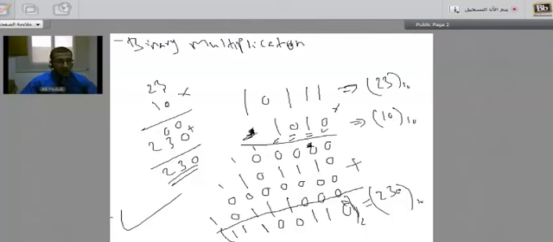What if we have a negative number? Let's start dealing with negative numbers.